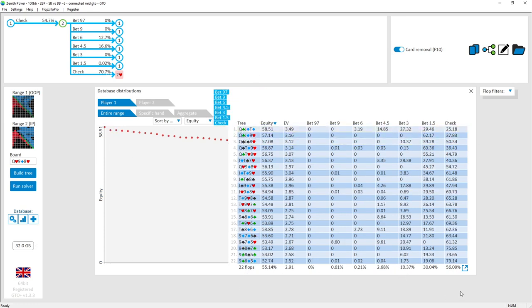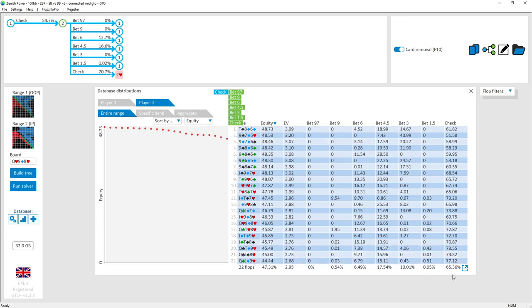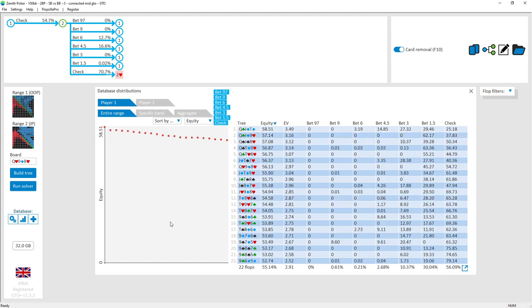Overall, across these 22 flops, equally weighted, you've got like 55-60% checking frequency for the small blind, and then 65-70% checking frequency, closer to 65 probably, for the big blind. So the check through line and subsequent turn and river play is going to be quite important because it's the most common line. And so knowing how to play the different turns in these lines will be important as well.